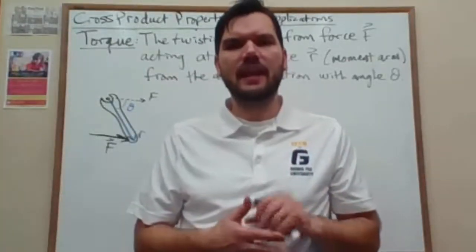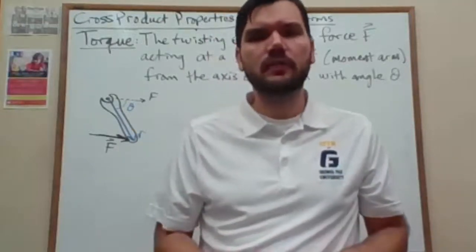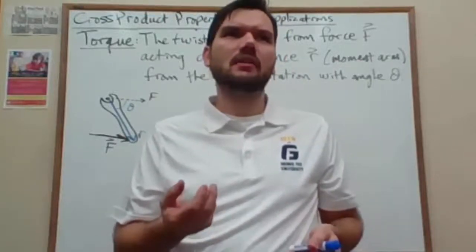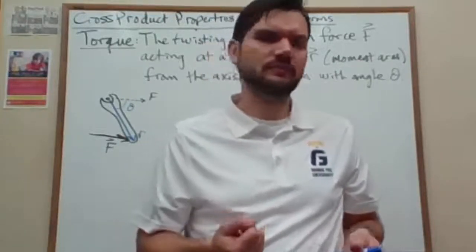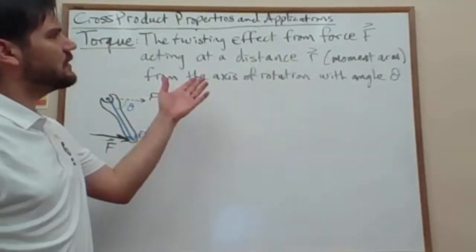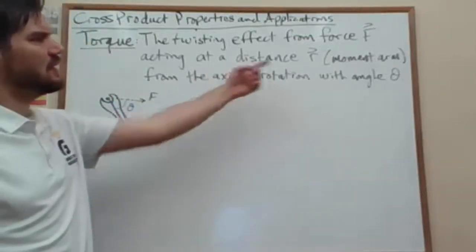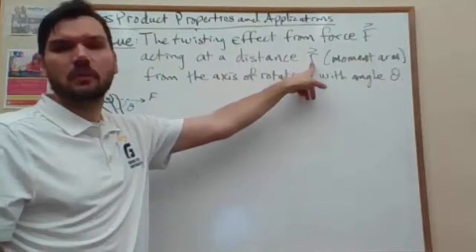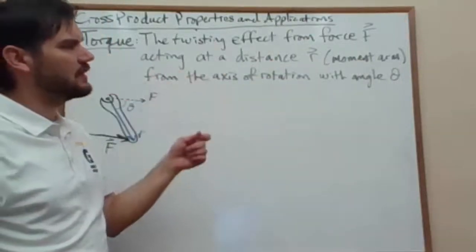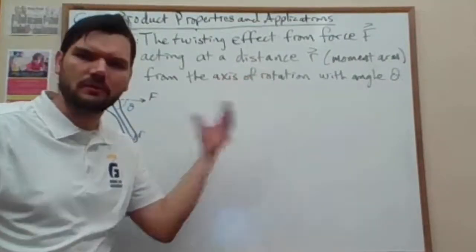Okay, so now let's look at the application to torque and some examples with the cross product. First, torque is a force, but it's a force related to rotation. It's the twisting effect resulting from a force F applied or acting at a distance r, described as a moment arm or radial distance, from the axis of rotation with angle theta. Okay, that's a lot. Let's draw a picture to visualize what's going on.